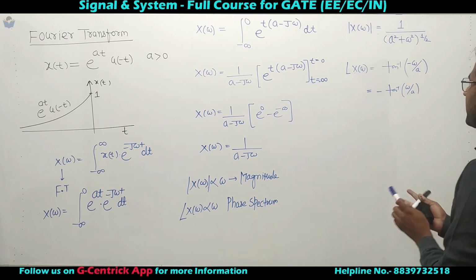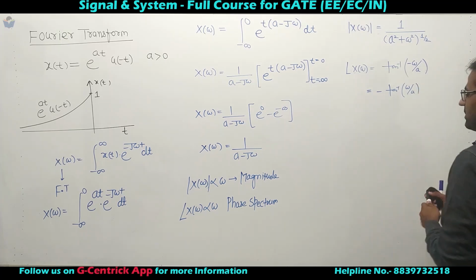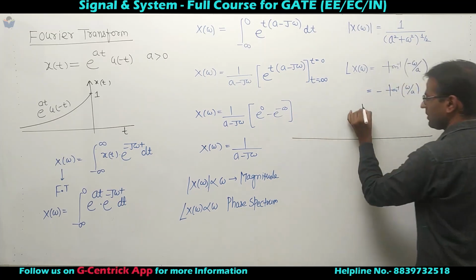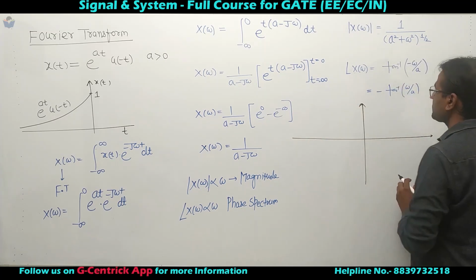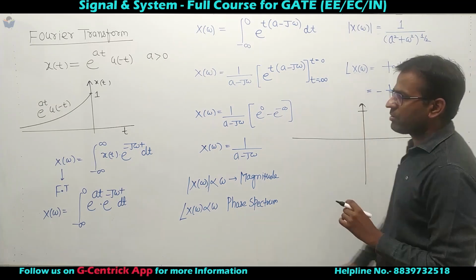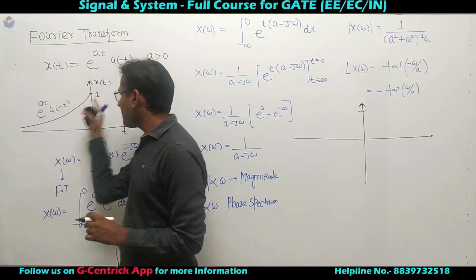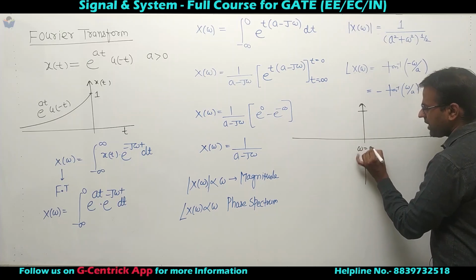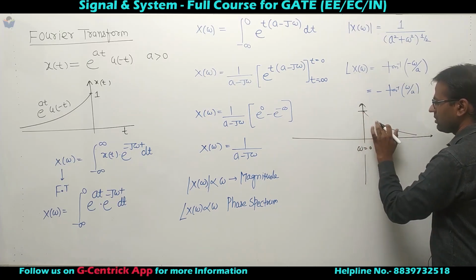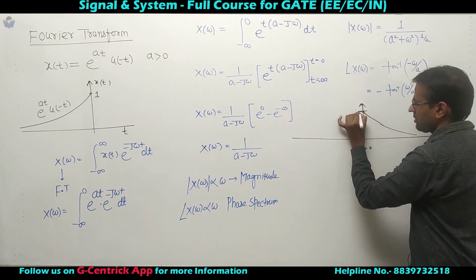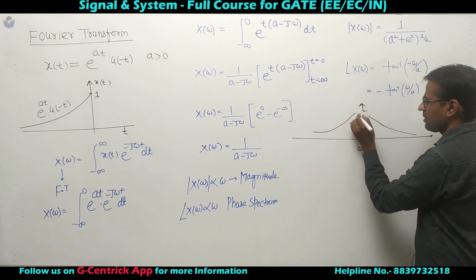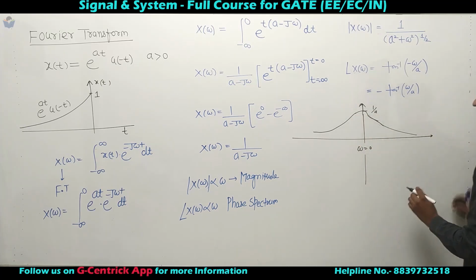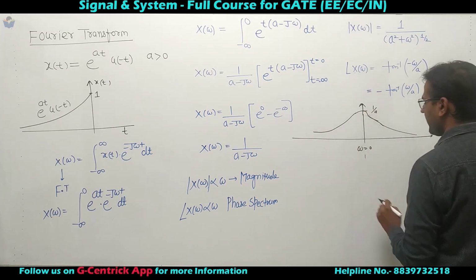The first one is the magnitude spectrum. So I can draw the magnitude spectrum like this. This has the same curve as before. The magnitude will be the same whether the exponential goes in the negative or positive direction, so the magnitude spectrum is the same as the previous one. This is omega equal to 0. This is 1 by a, at omega equal to 0, then the function will decay.